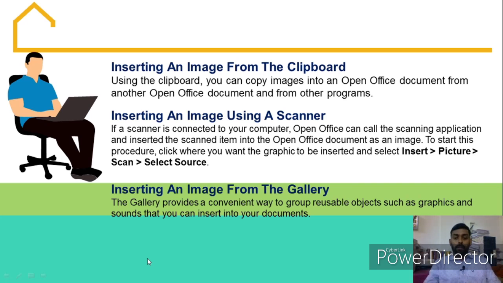To start the procedure, you can insert a picture, scan, and select the source. That's the second option. The third option is inserting from the gallery. The gallery provides a convenient way to group reusable objects such as graphics and sounds. This way we can insert an image into the file, into the Writer or your document: inserting from the clipboard, using a scanner, and from the gallery.